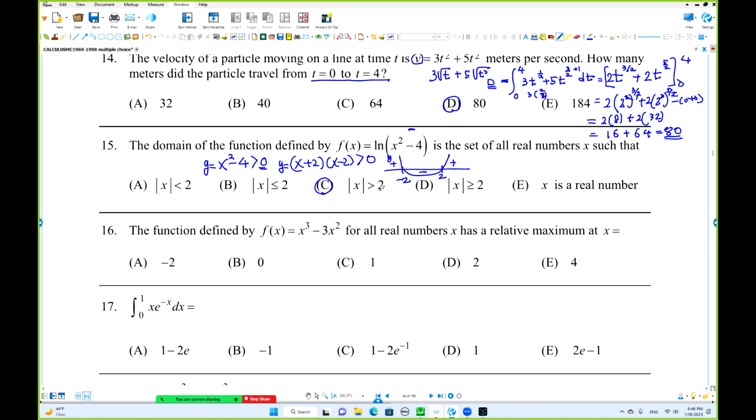Absolute value is greater than 2 means what? That implies x is greater than 2 or x is less than negative 2. That's the meaning, okay? You understand? This one is absolute value of x greater than 2. Absolute value of 2 is 2 over here, negative 2 over here. On the right-hand side, put this number 3. Absolute value of 3 is greater than 2.